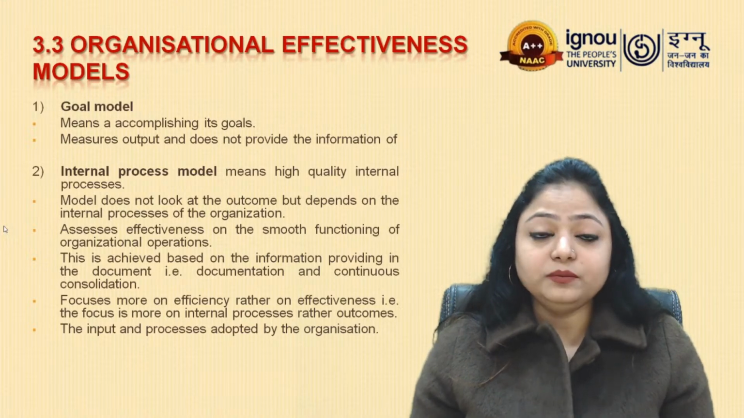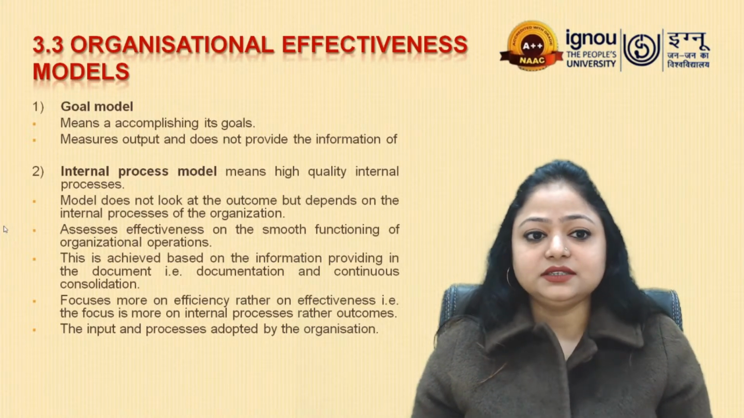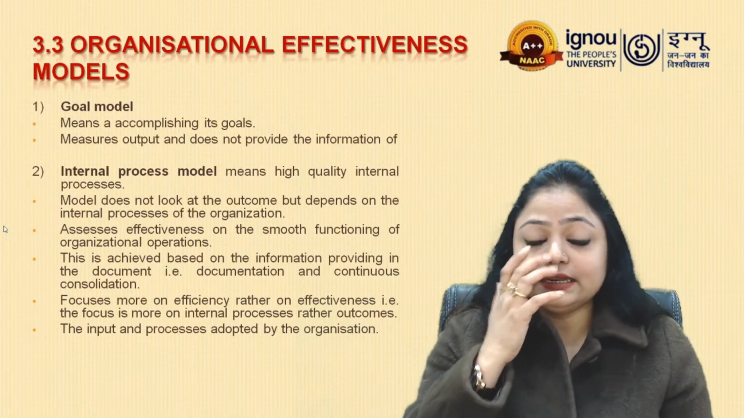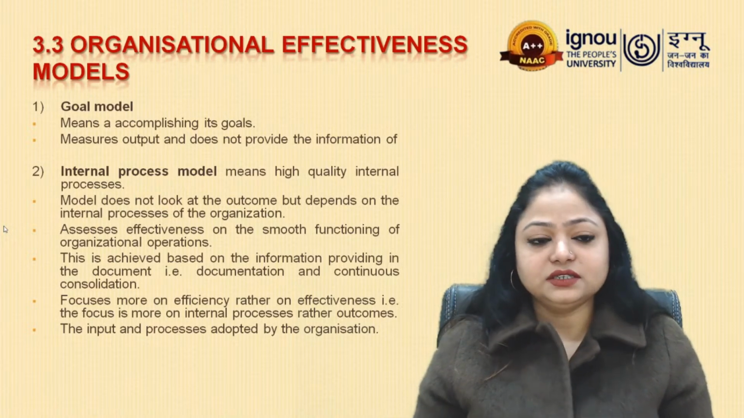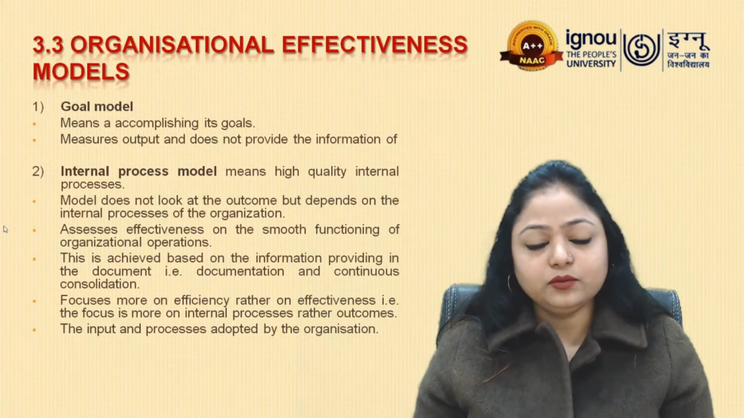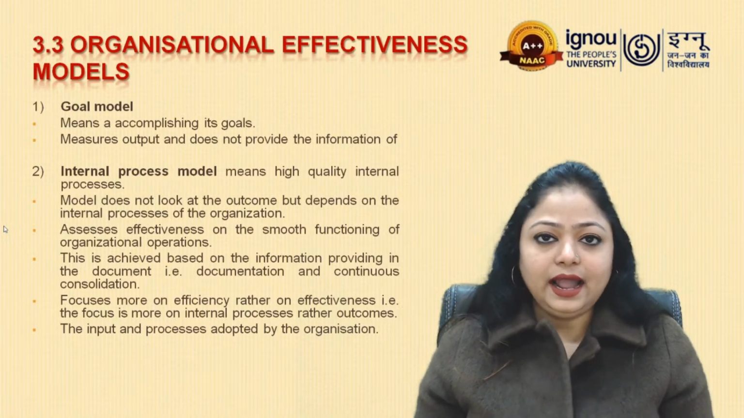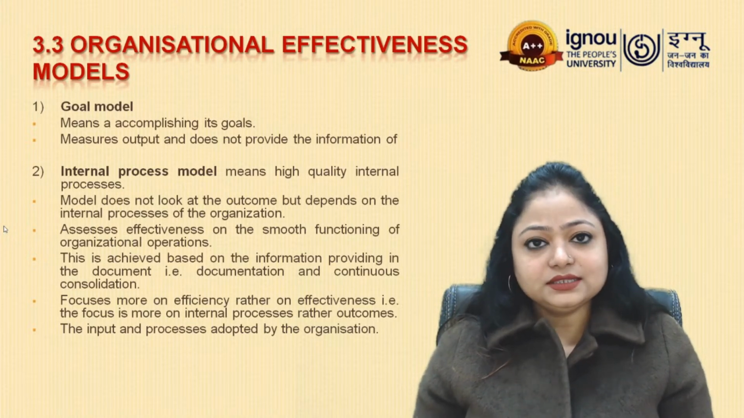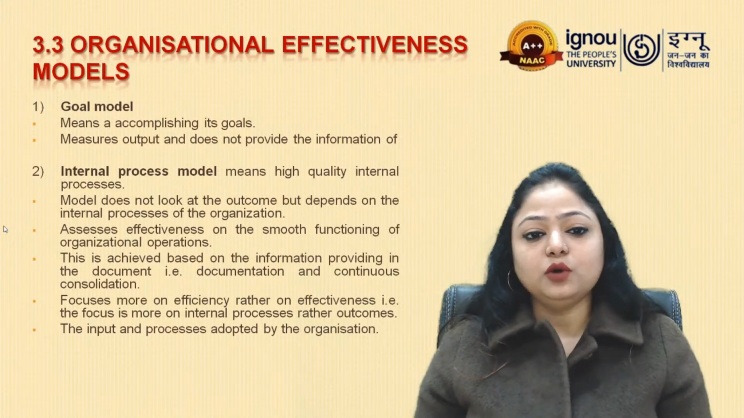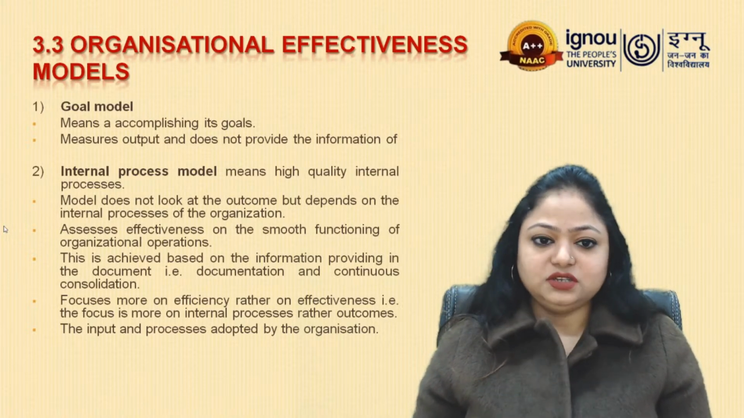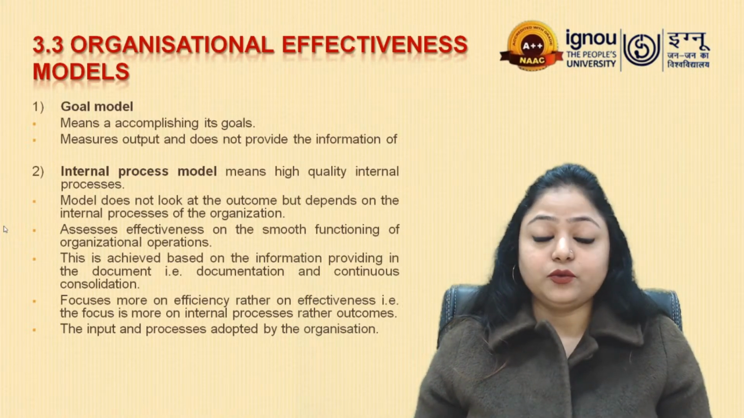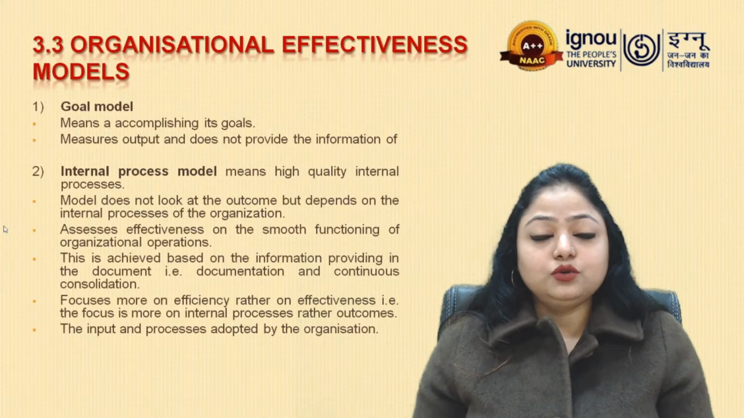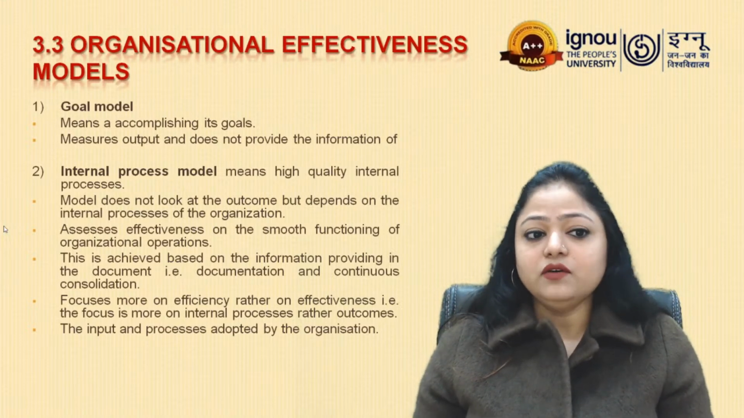It means accomplishing its goals and measuring the output, and it does not provide information regarding the resources or internal processes, the system or the processes taking place in the organization. So that is the goal model. Then the second one is the internal process model. Internal process model means that high quality internal processes are there in the organization and they can be evaluated to call the organization effective or ineffective.